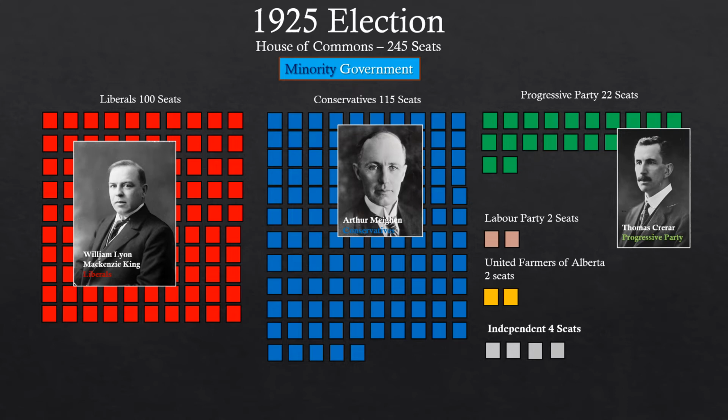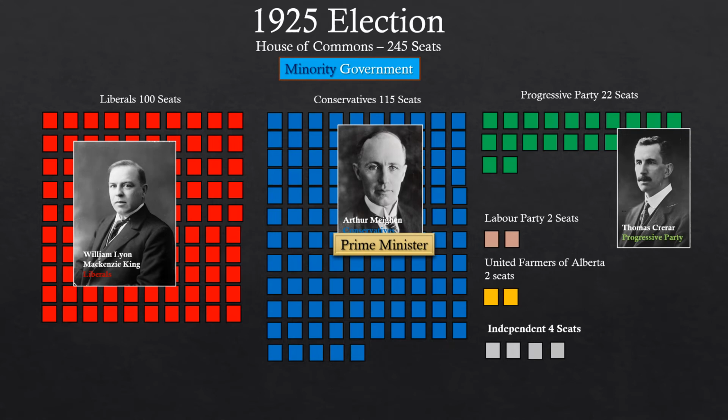Now, who do you think would become Prime Minister under the circumstances? Now, William Lyon Mackenzie King was Prime Minister going into the election. But the Conservatives now have 115 seats, 15 more seats than the Liberals. So you might assume that automatically Arthur Meighen would become Prime Minister.